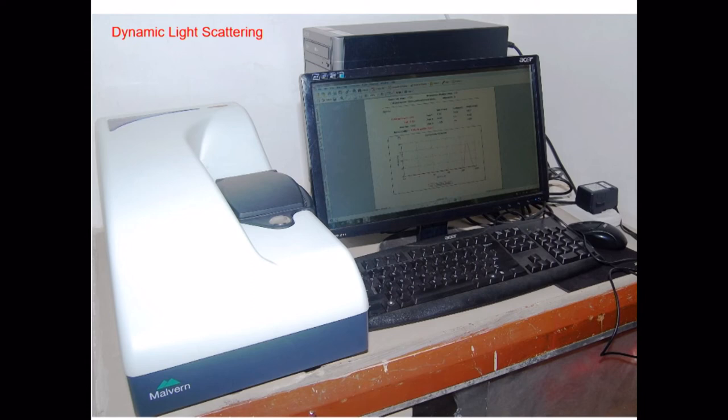So as I said, in the spectroscopic area, we have dynamic light scattering equipment with which we try to find the size of the particles, as well as understand the stability of the particles. Right? How?